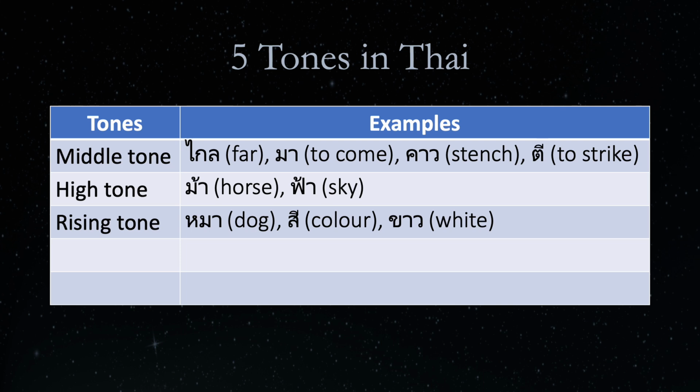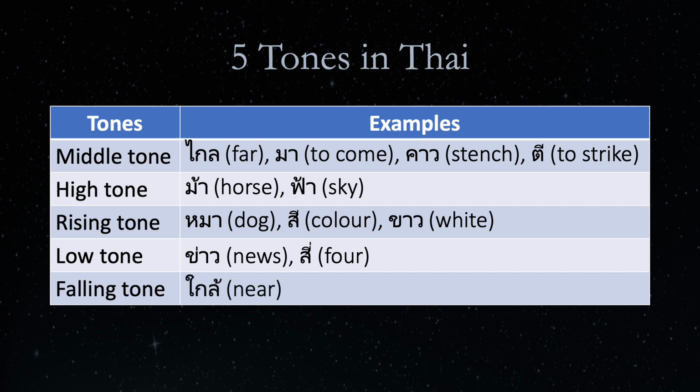We had two examples in the low tone: kao meaning news and si meaning the number four. Kao, si. The examples in the falling tone are glai meaning near and kao meaning rice or food in general. Glai, kao.